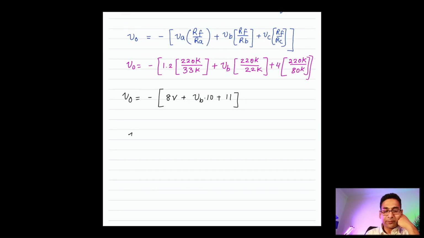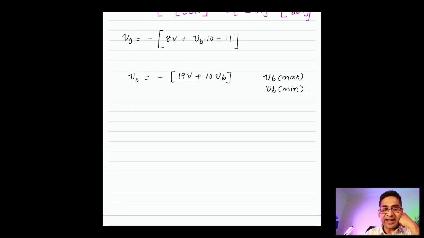V output, again I'm going to simplify this, is negative 11 plus 8, is 19 volts plus 10 times VB. Okay, now if you think about it, we are supposed to calculate the range for VB, VB maximum and VB minimum before saturation.